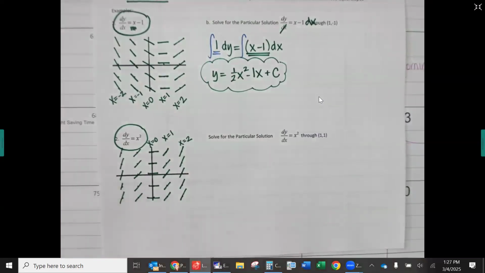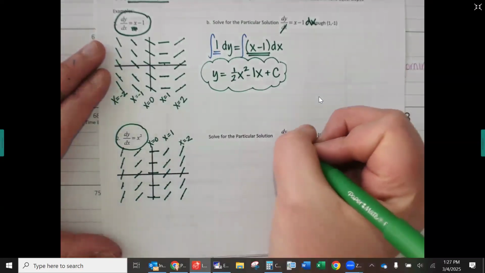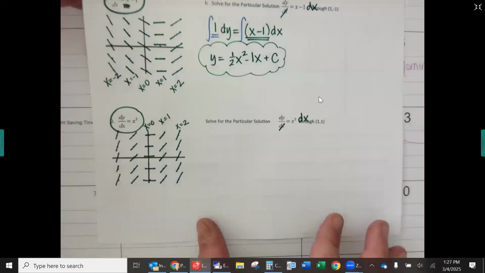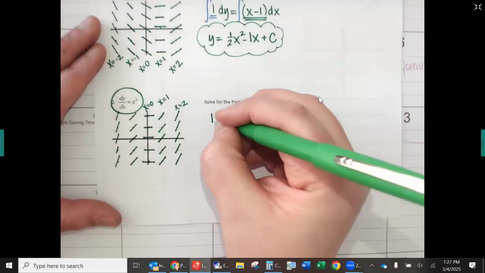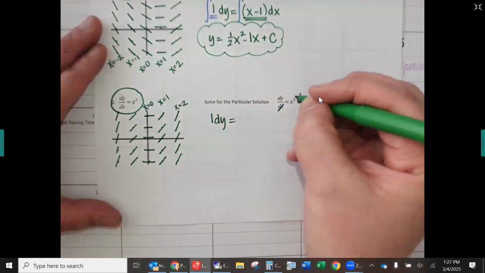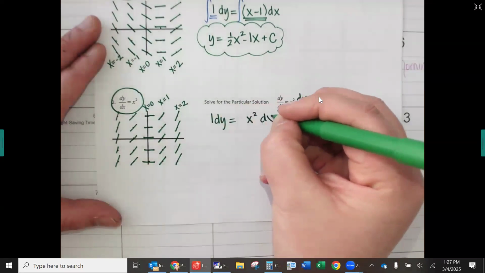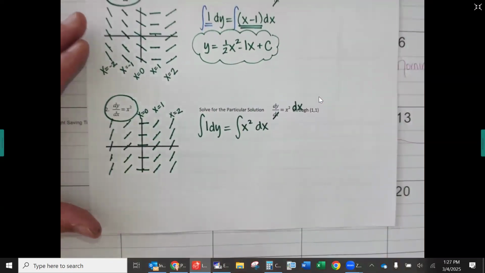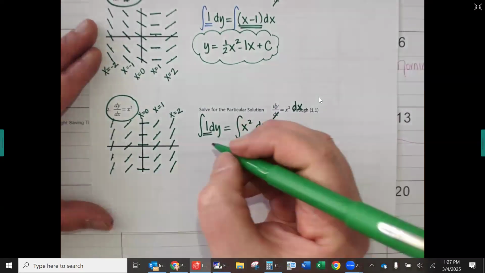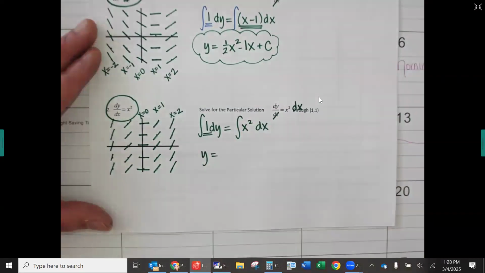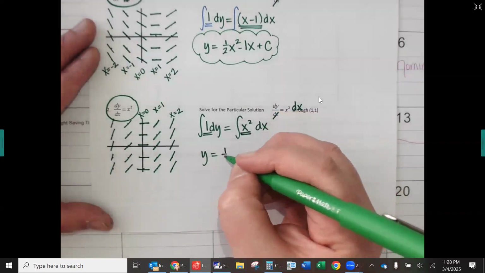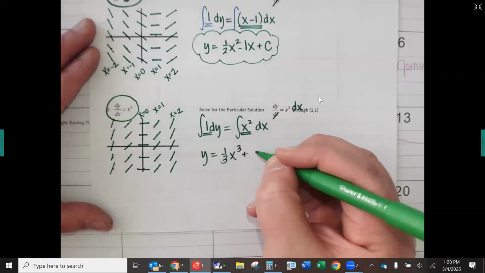Okay, now let's do the one right below that. So I see my dx is on the wrong side, but there are not any y's that I have to relocate. So I have a 1 dy, and then I have an x squared dx. Integral. On the left side, I'm integrating a 1. What does 1 go back to? 1y. And then on the x squared side, what's the antiderivative? 1/3 x cubed plus c.